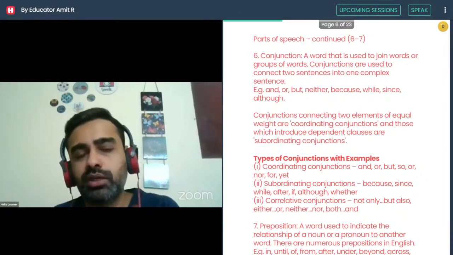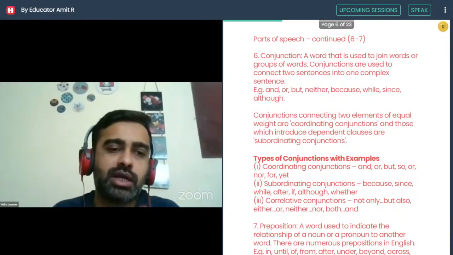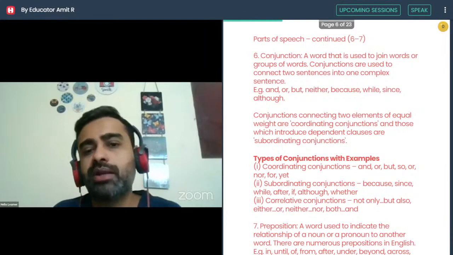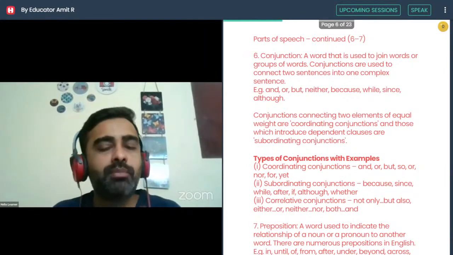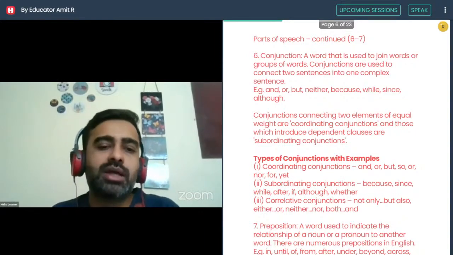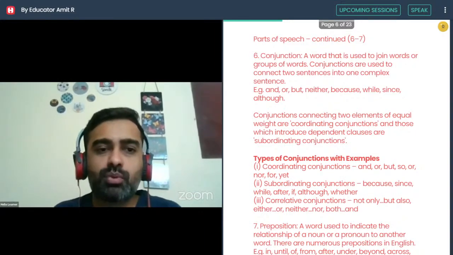So that is a dependent clause. Subordinating conjunctions are the ones that can join independent as well as dependent clauses and show a cause and effect relationship, contrast, some kind of a relationship between the clauses. That is what I mean when I say subordinating conjunctions.